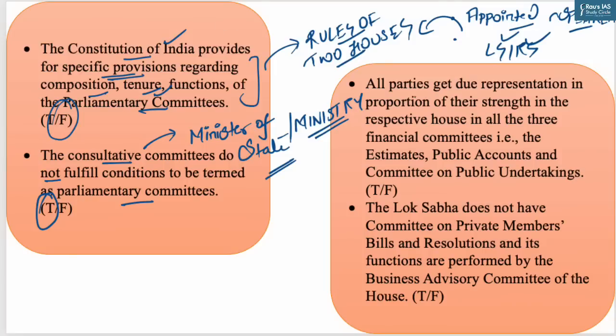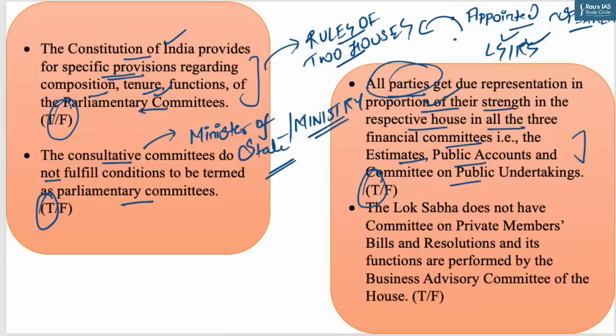Now, the next statement is: all parties get due representation in proportion to their strength in the respective house in all the three financial committees, that is, estimates, public accounts, and committee on public undertakings. Now this statement is true. In all these committees, the members are elected by parliament every year from among its members according to the principle of proportional representation by means of a single transferable vote. Thus, all parties get due representation in it.